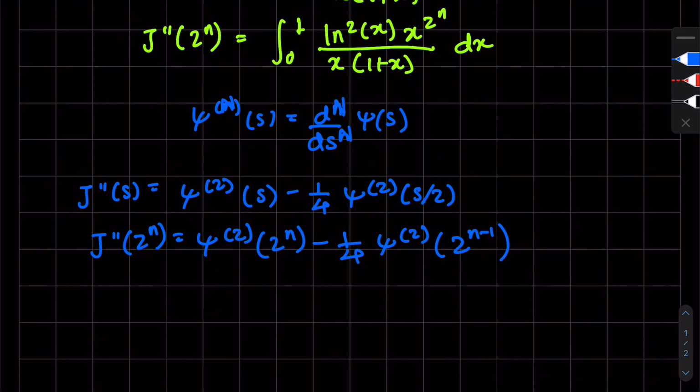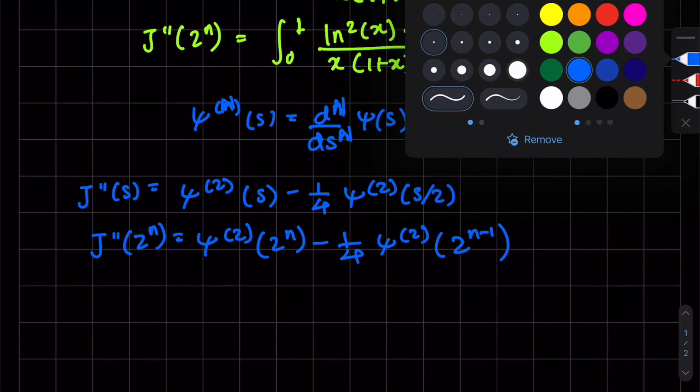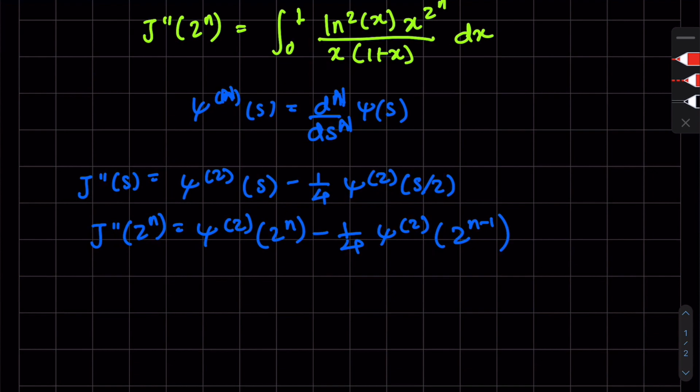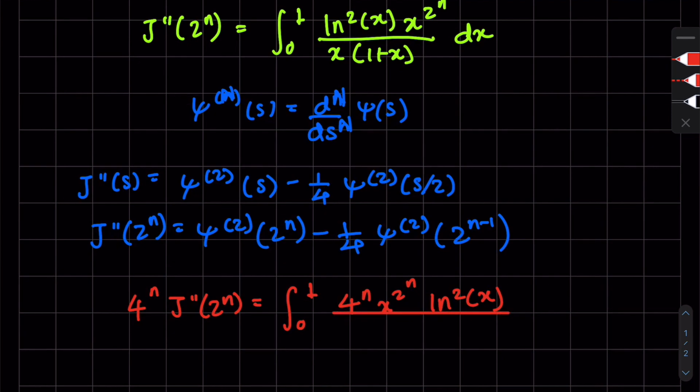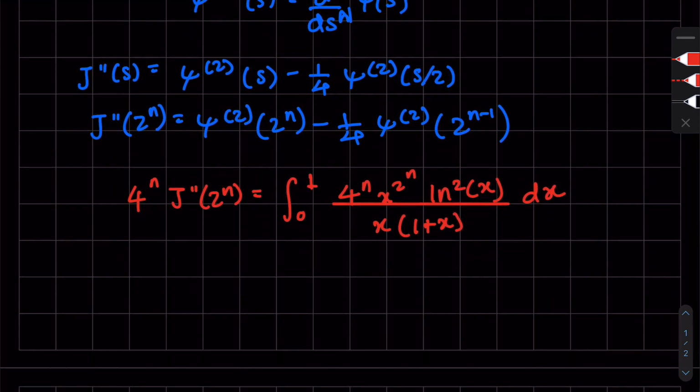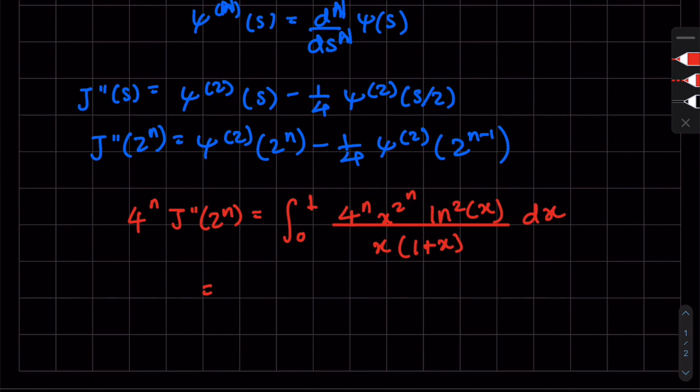That means this green integral and its blue result. So maybe I can do it in a red color. All I'm doing is just multiplying both sides by 4 to the n, j prime of 2 to the n. So that gives me the integral from 0 to 1 of 4 to the n, x to the 2 to the n, natural log squared of x, divided by x times 1 plus x, dx. Well, what's the result of this? We also need to multiply by 4 to the n here.